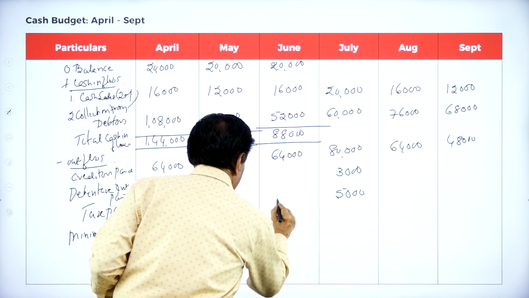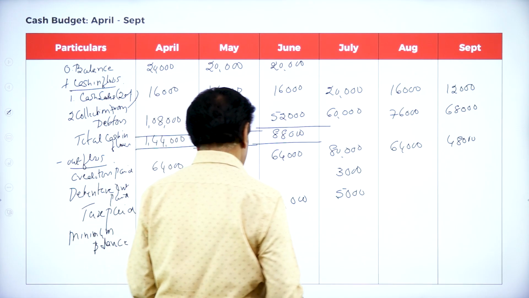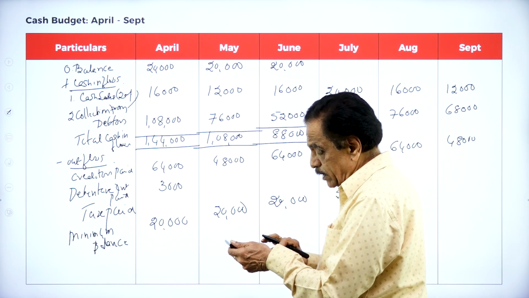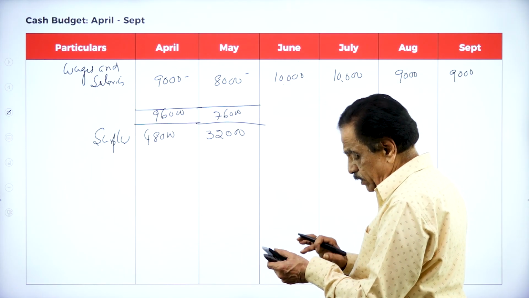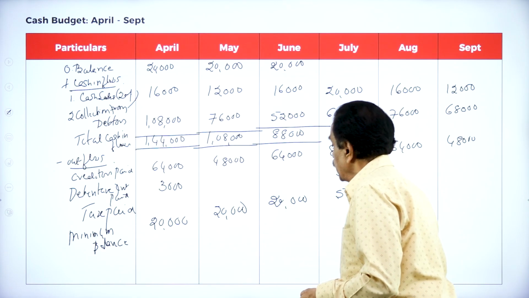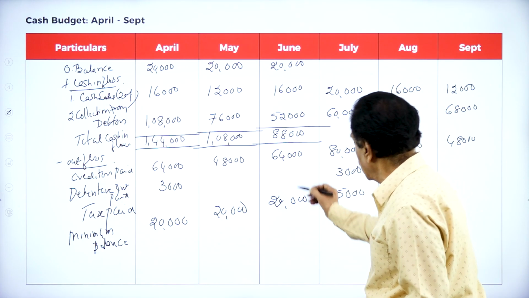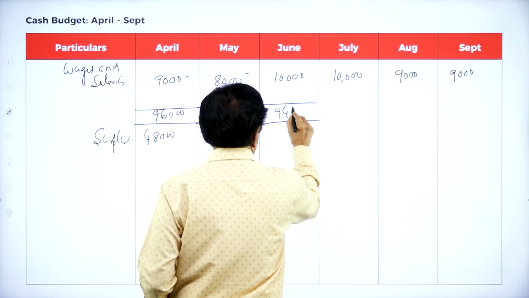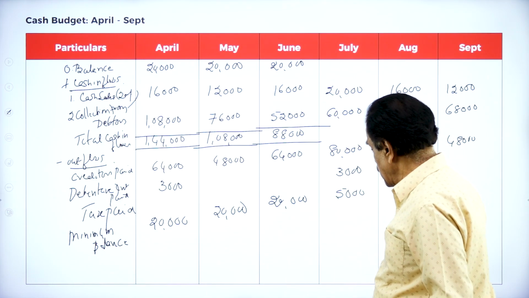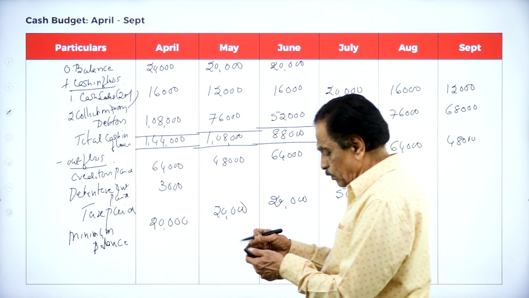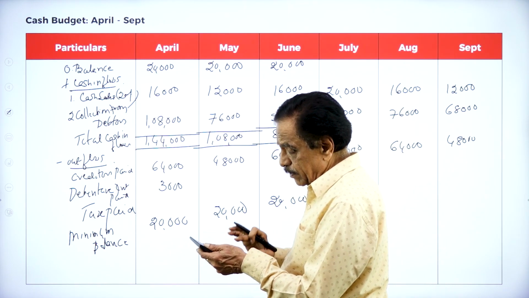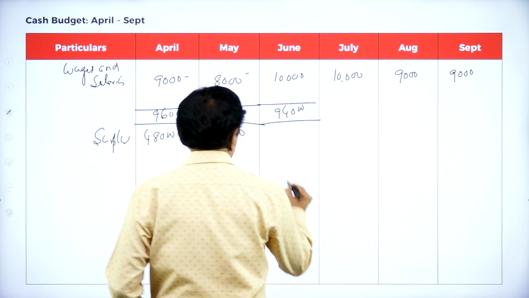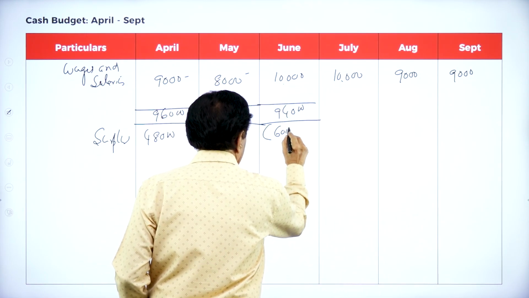Minimum balance to maintain is 20,000. So it is 64,000 plus 20,000 plus 10,000, 94,000. 64 plus 20 is 84 plus 10 is 94,000 required. But how much balance did you get? 88,000. You require 94 minus 88, 6,000. Deficit.